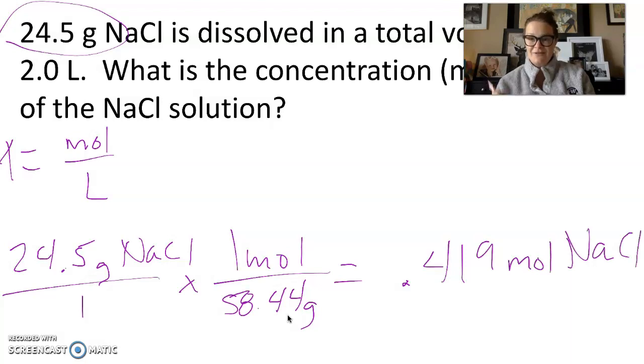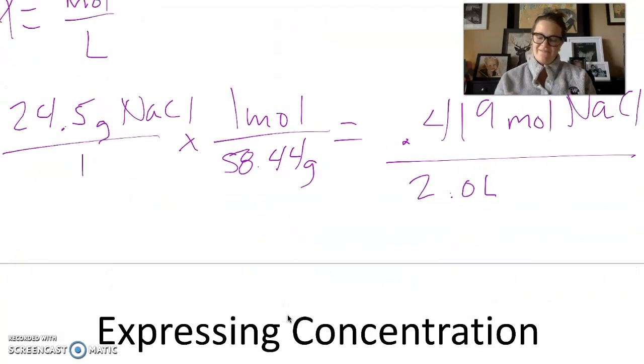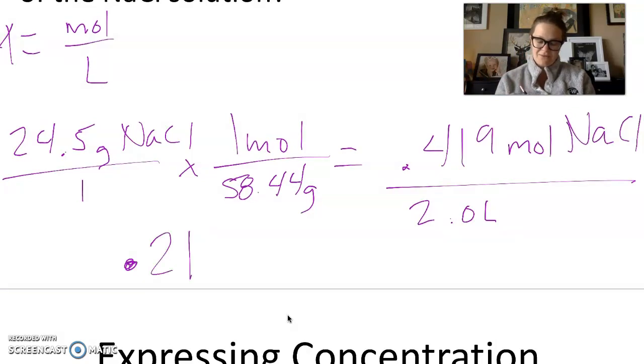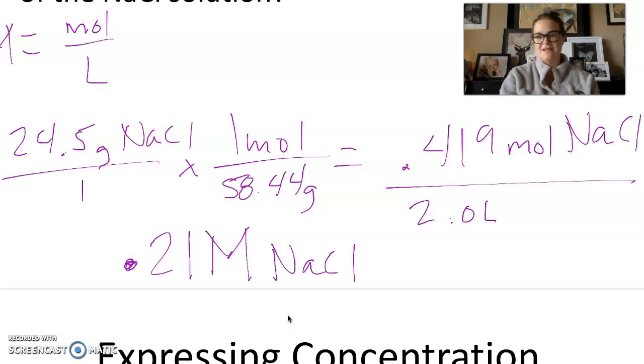But the fun's not over because the question's asking for the molarity. So it's asking how many moles are there per liter, and this many moles is in 2 liters of solution. So my final answer, what would show up on a label, would be 0.21, and I would write capital M, and just to be specific, I'm going to write NaCl.